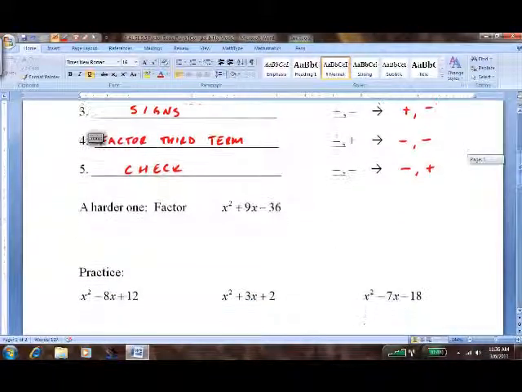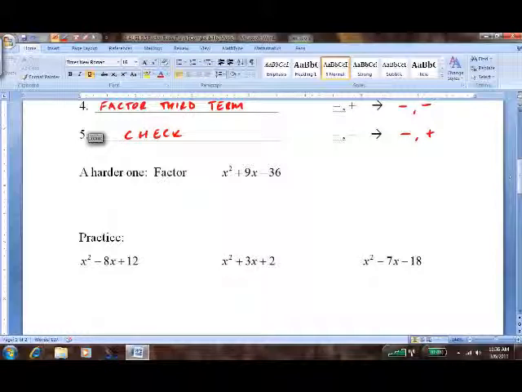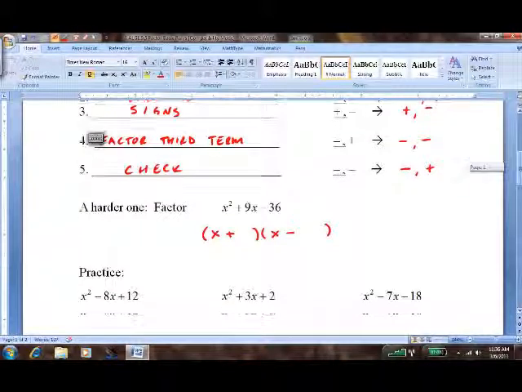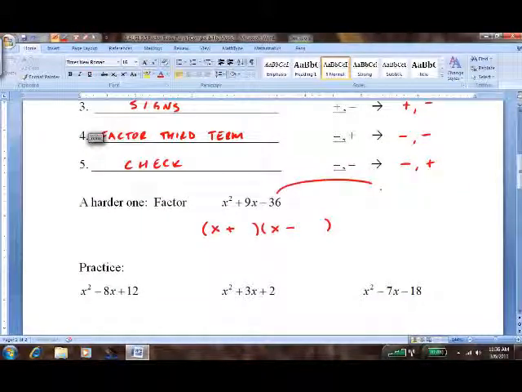So for example, factor x squared plus 9x minus 36. Parentheses, variable, signs, plus minus goes plus minus, as I've noted up here. Then factor the 36, everything that can go into 36.